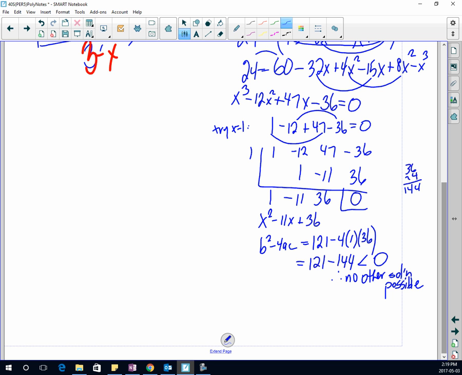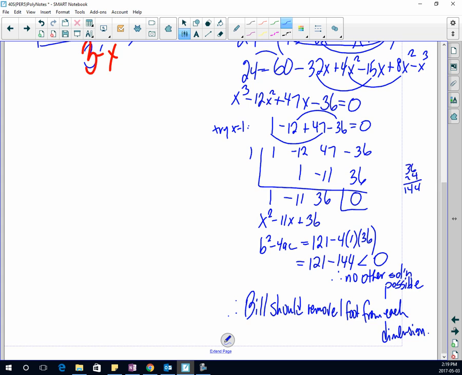So the only possible solution for Bill to do is to remove 1 foot from each dimension. And like I said, you probably could have guessed that it was going to be 1, but they're looking for all of this to get the 4 or 5 marks. So therefore, Bill should remove 1 foot from each dimension. All right. We're good? Okay, let's move on to the next one.